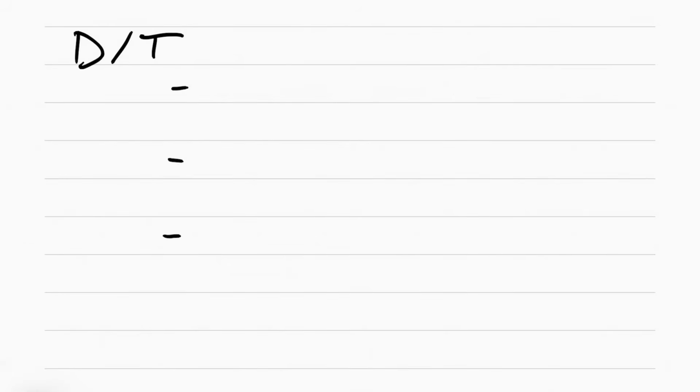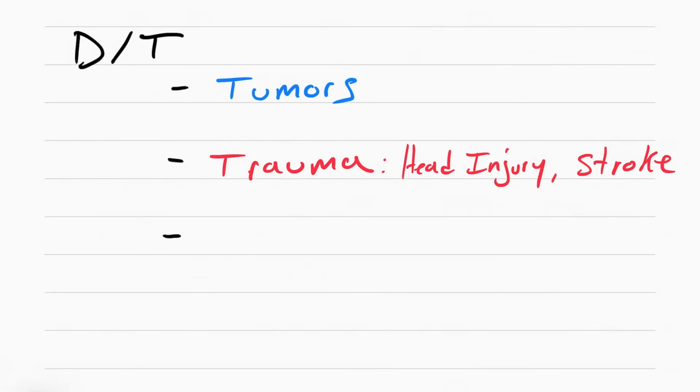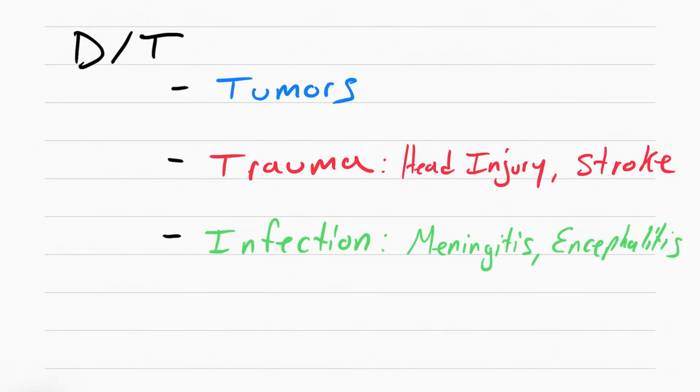Now, what causes increased intracranial pressure to occur can be tumors, trauma like head injury or stroke, infection like meningitis or encephalitis. All these things will increase the pressure inside the skull and around the brain.